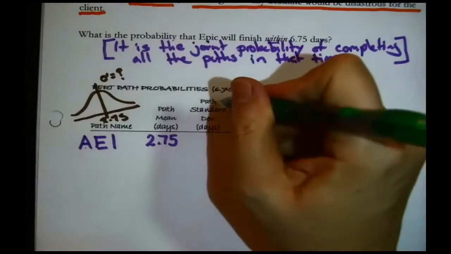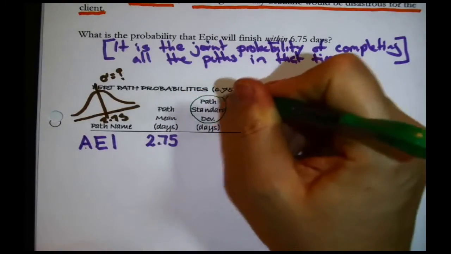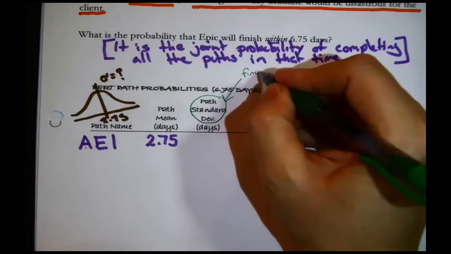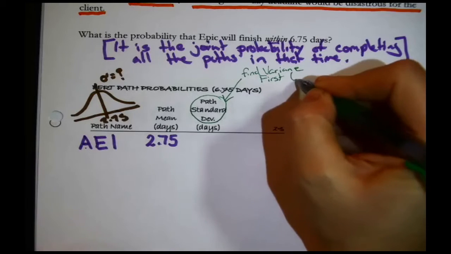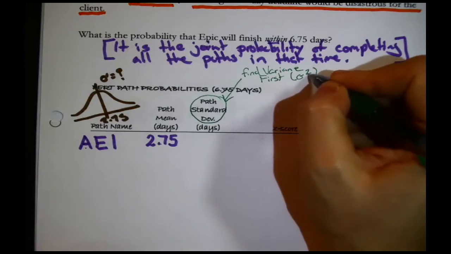How do we find the standard deviation associated with a path? We have to remember that the standard deviation is the square root of the variance. And the variance in a path is really easy to find. The variance in a path is the sum of the variances along that path. So here, find variance first, because variance is just the standard deviation squared.